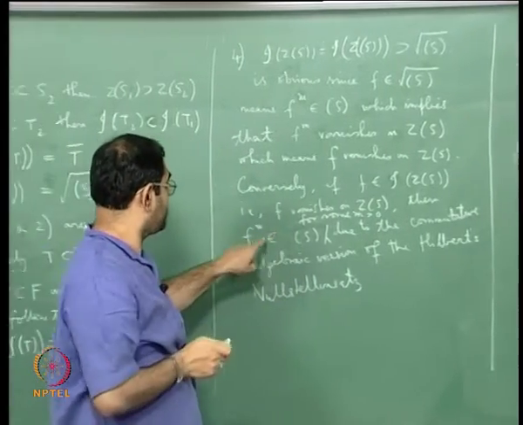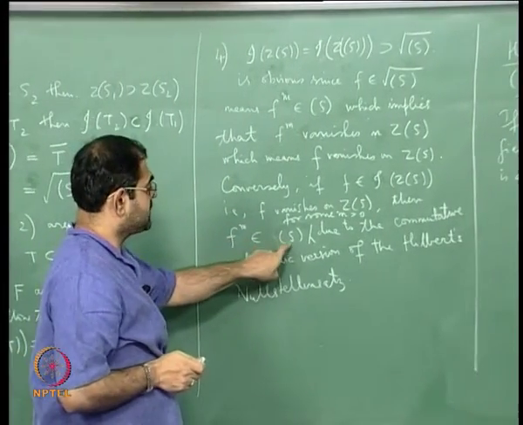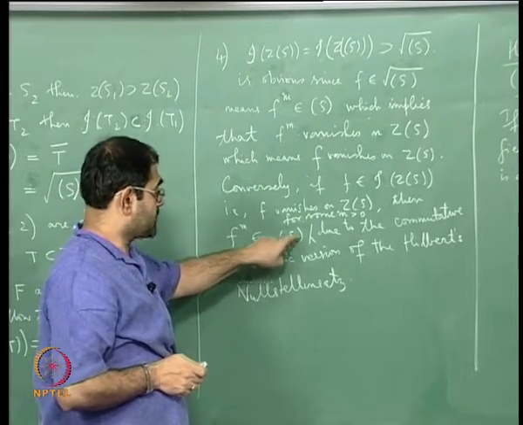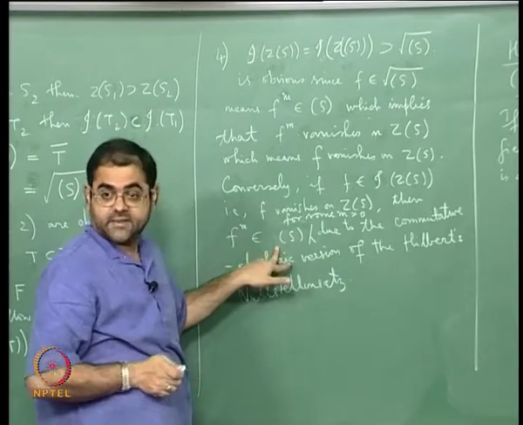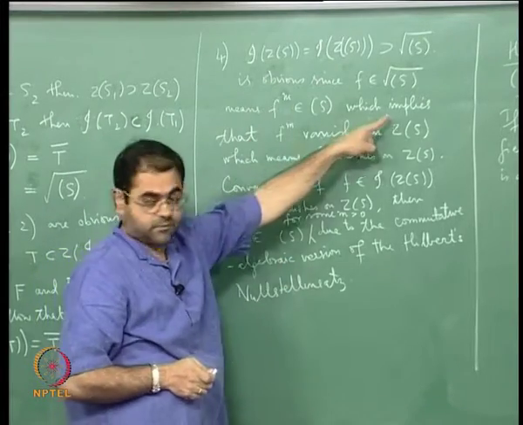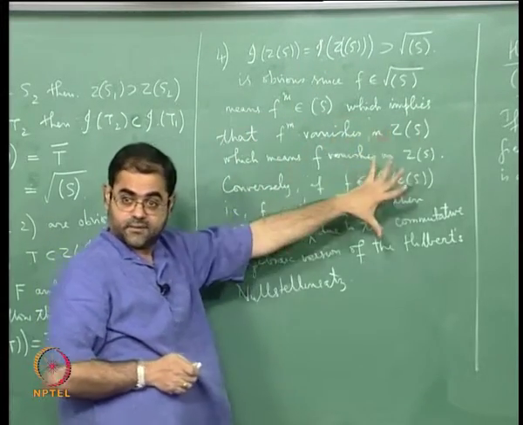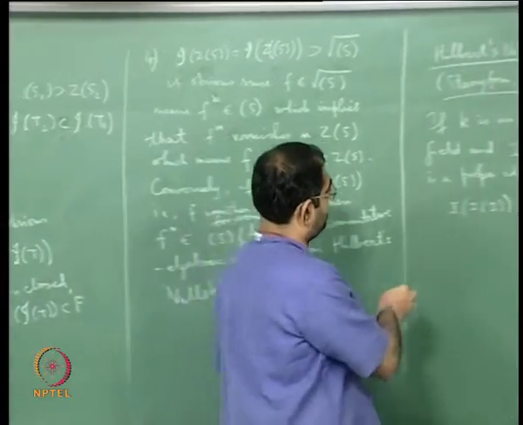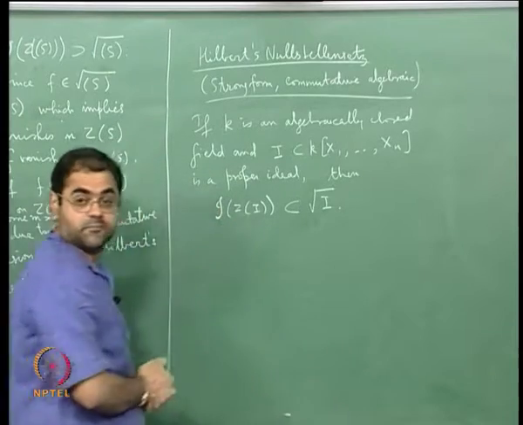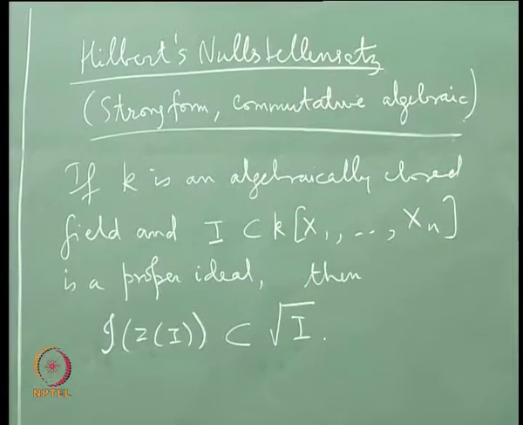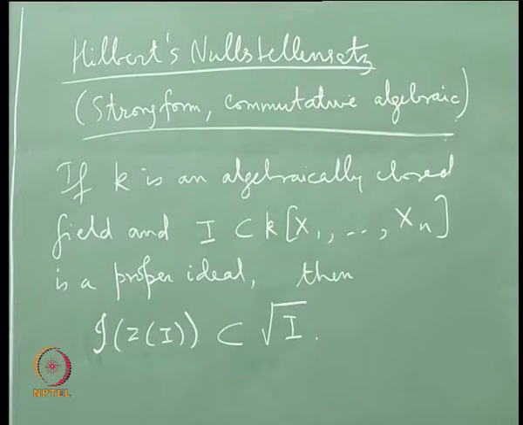Of course the statement here that f to the power m is in the ideal generated by S for some m greater than 0 is another way of saying that f is in the radical of the ideal generated by S, which is what we want for the other inclusion. And here let me put script I here so that it becomes better to read.